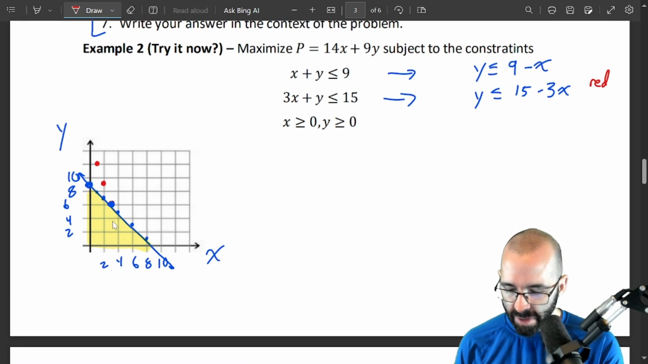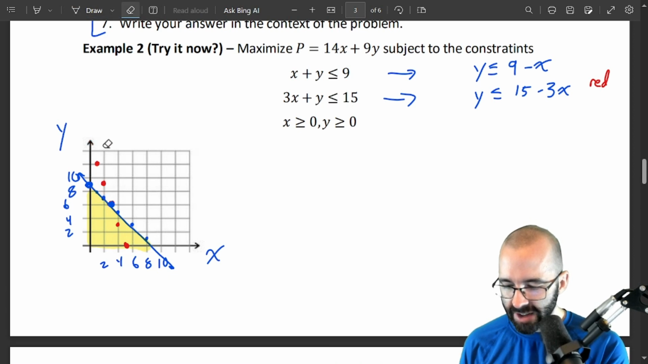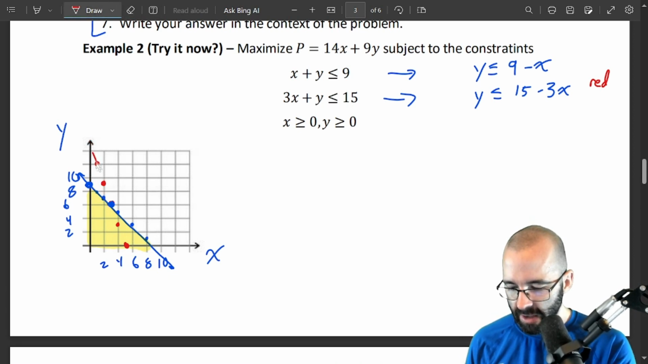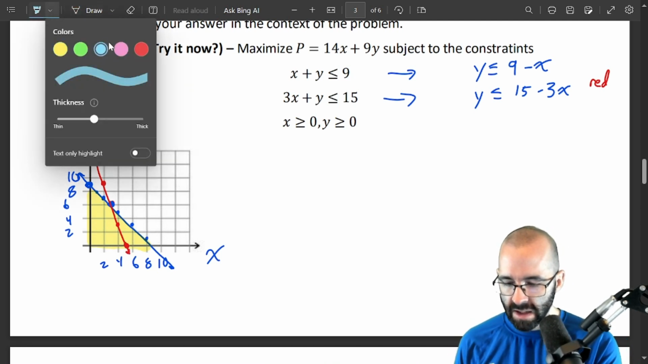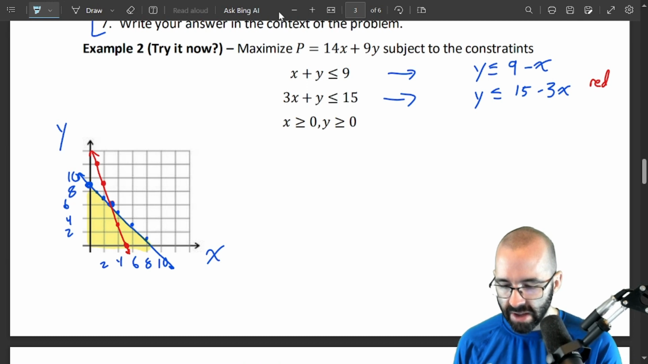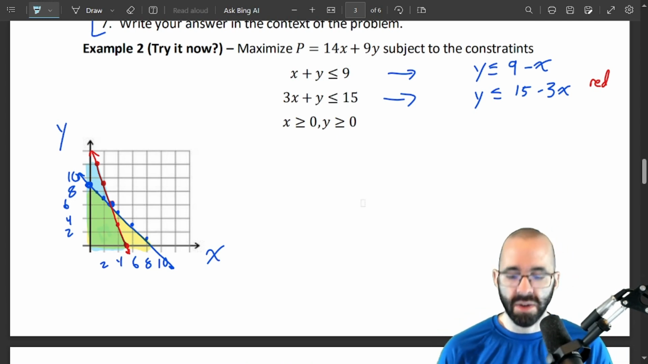And then again, down 3 units to 3, right 1 unit to 4. Down 3 units to 0, right 1 unit to 5. And now hopefully they should all lie on a line. I really cannot draw straight lines. If you're solving things graphically, using some sort of straight edge would be nice. All right, and then everything under this line. And our solution, our feasible region, is the green area.